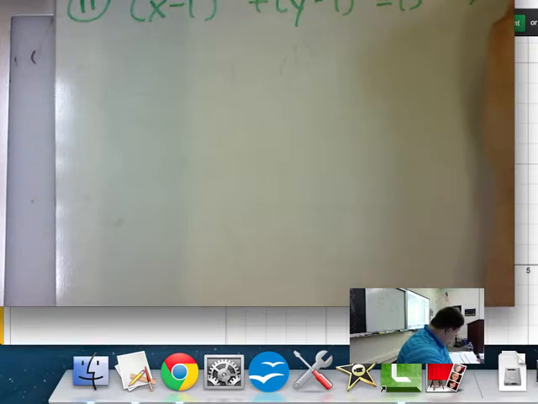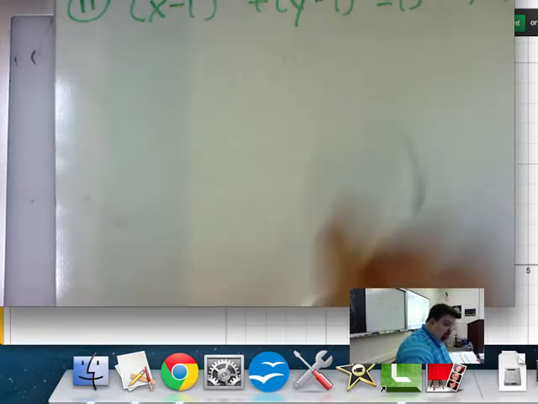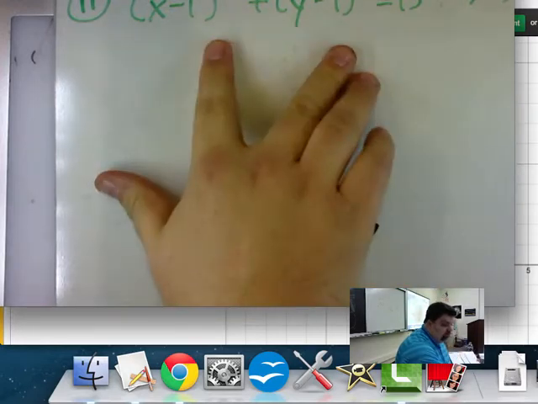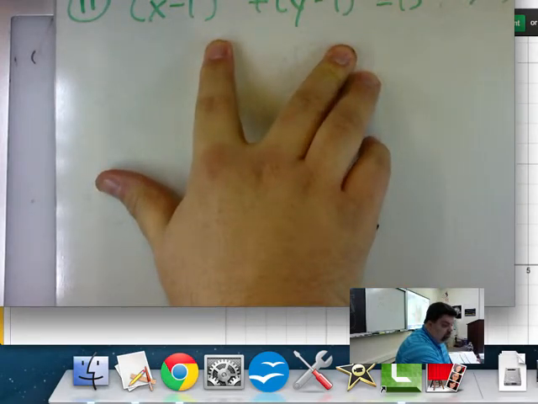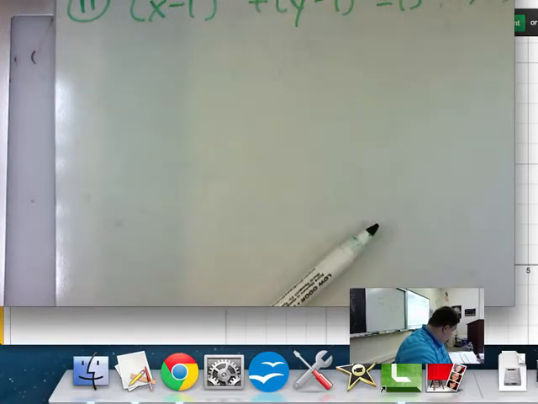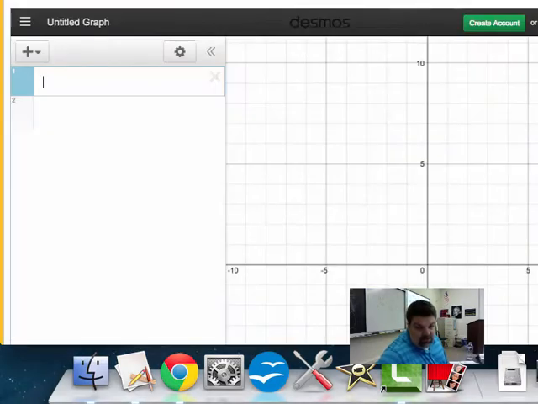So we have an equation here. This is a circle. And the radius of the circle is the square root of 13. So I'm going to graph this.